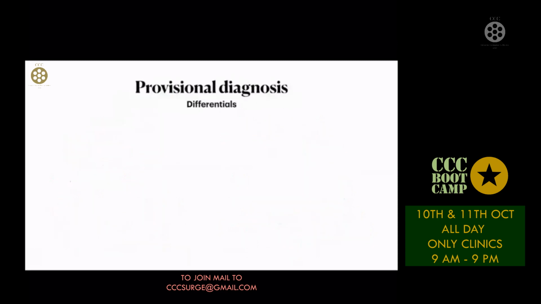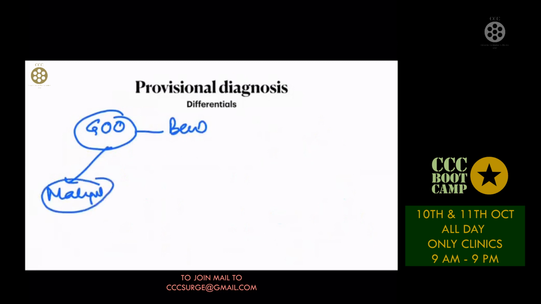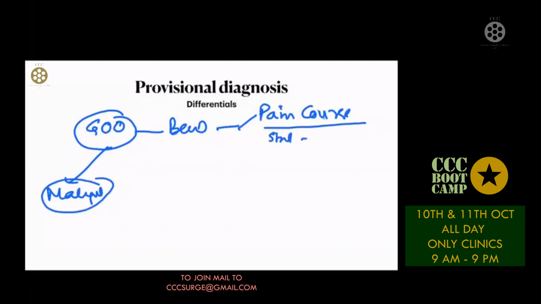Now, what is the provisional diagnosis? Coming to the provisional diagnosis, you are going to tell that it is a gastric outlet obstruction. Either it is benign or it is malignant. Now, a benign gastric outlet obstruction, you must be able to, as I was telling, characterize the pain course. That is very important. I mean, how it started, how it lost its periodicity, and how it became a persistent pain. That has to be presented in front of the examiner.